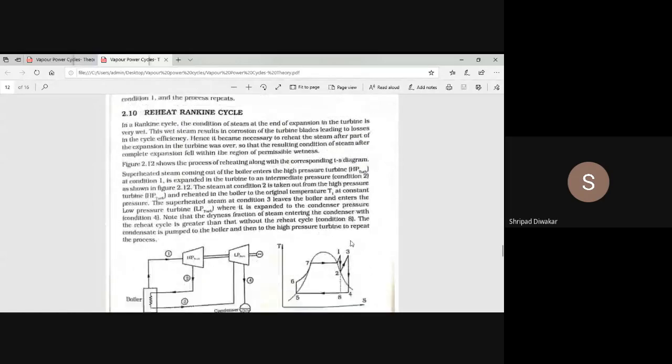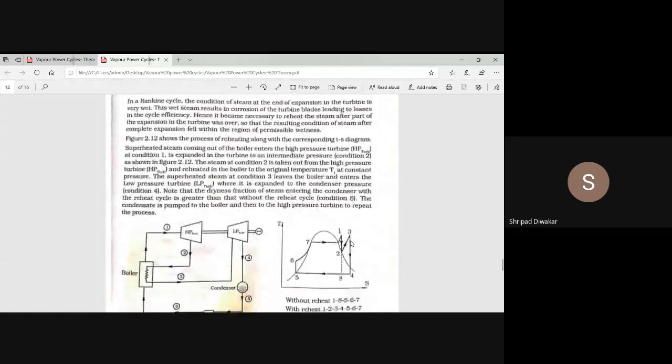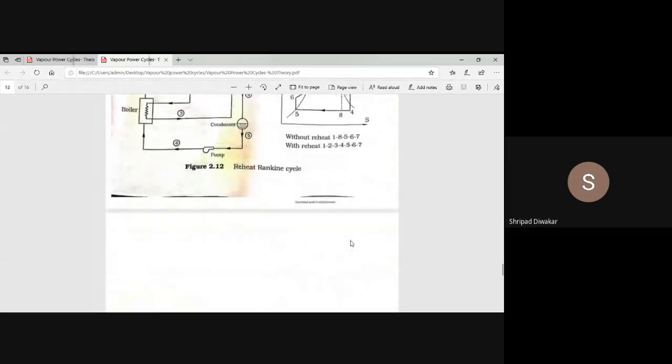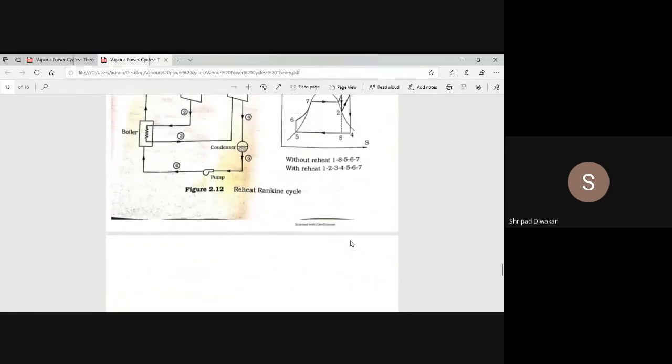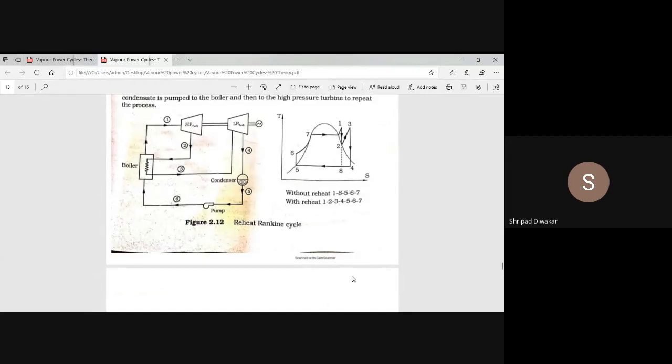This one only you'll get in the exam. The reheat Rankine cycle, whatever I explained till now, that's it. You just have to draw the block diagram. Any doubts apart from this one? So concentrate mainly on block diagrams and TS diagrams. That's it for vapor power cycle.